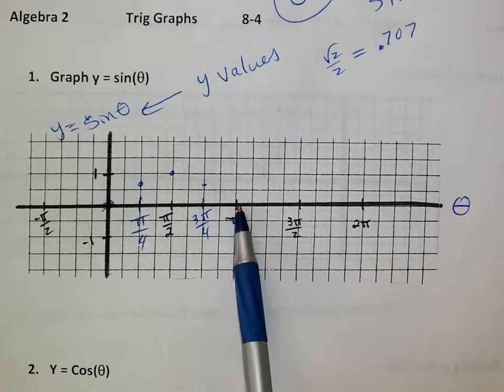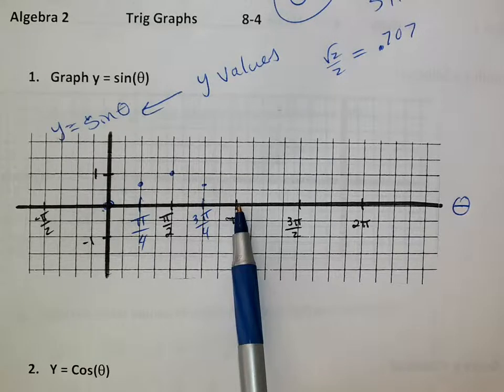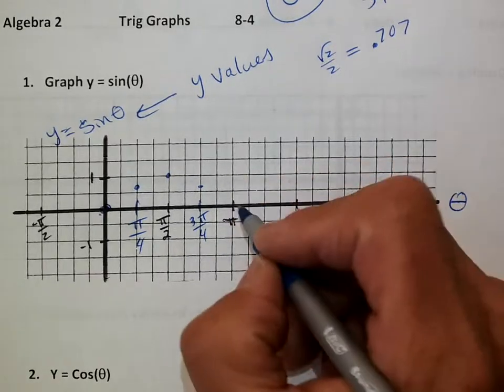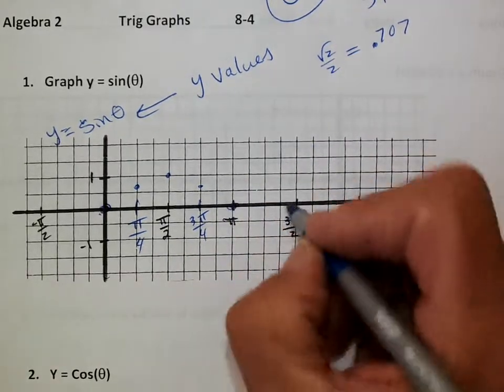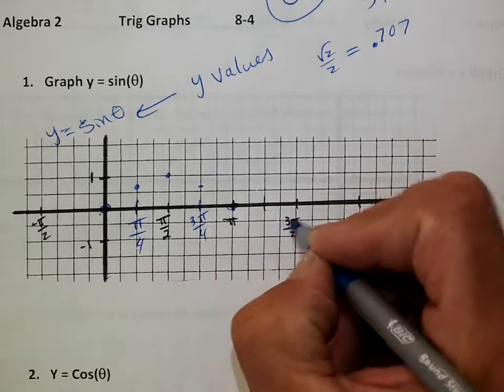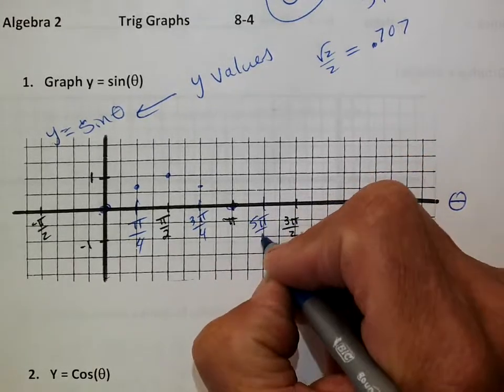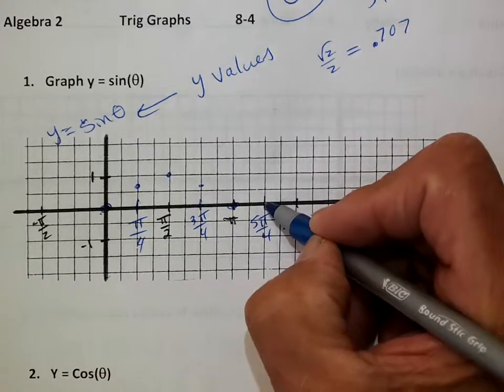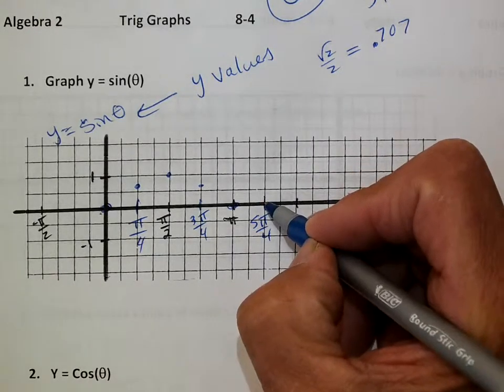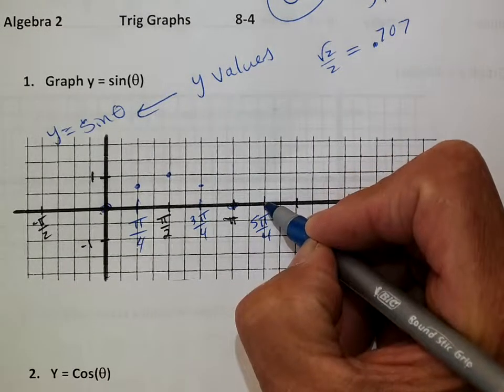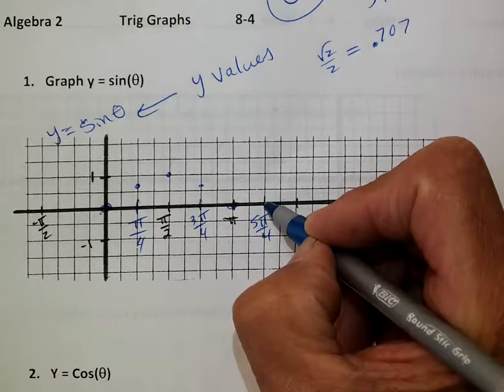So, at pi, what's the height? What's the y value? 0. We agree at pi, the height is 0, or the y value is 0, okay. So then if I go to 5 pi over 4, what's the corresponding y value? Negative, right? Yes, negative square root of 2 over 2, which is negative 0.7.